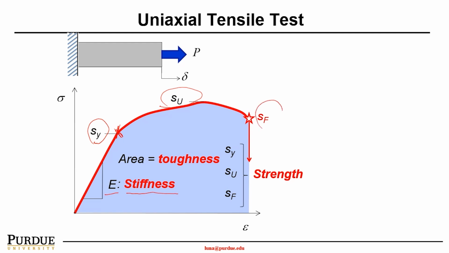And this is a fracture, which we will talk about in the next class. Fracture means the material will break into multiple pieces. So this is the strength of the material before its failure. The area under this curve is called the toughness. It describes how tough the material is.